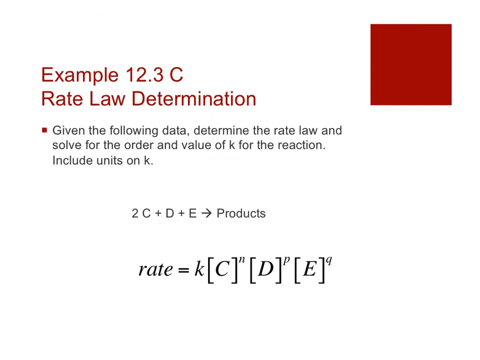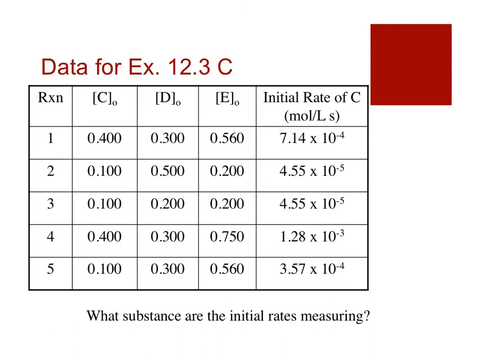Okay, so here's one where we have 3 different reactants, C, D, and E, and we have unknown orders, coefficients 2 to 1 to 1. That doesn't really matter except for how the rate law is defined. And this rate law is defined according to C.